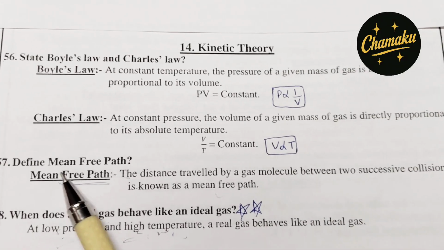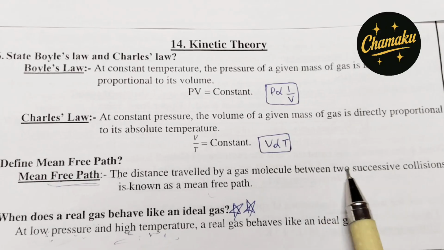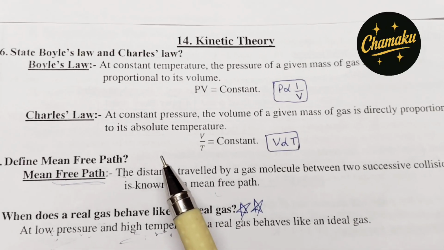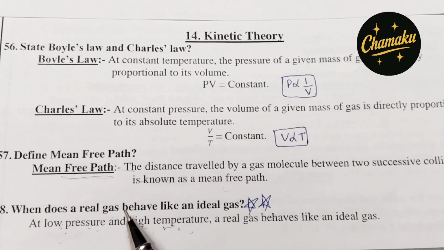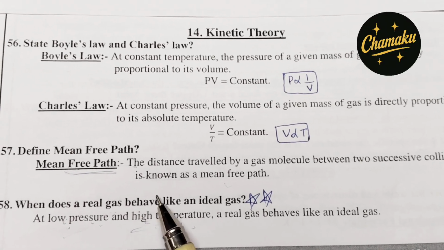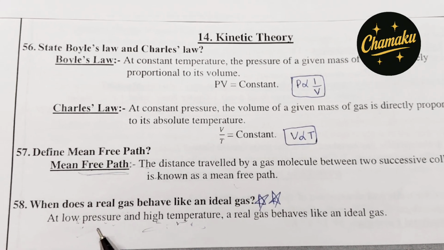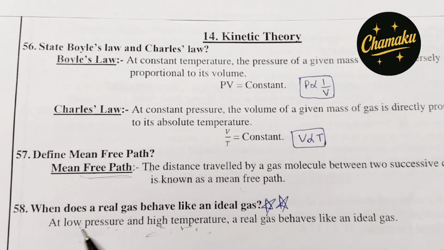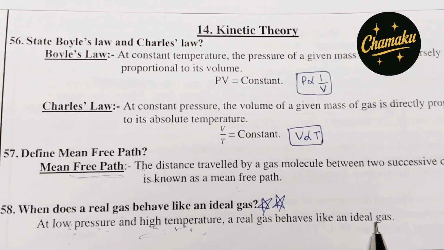The next one, define mean free path. The distance traveled by a gas molecule between 2 successive collisions is known as mean free path. This is repeated most of the times, so this is very important. In the previous papers this question has repeated. When does a real gas behave like an ideal gas? At low pressure and high temperature, a real gas behaves like an ideal gas.